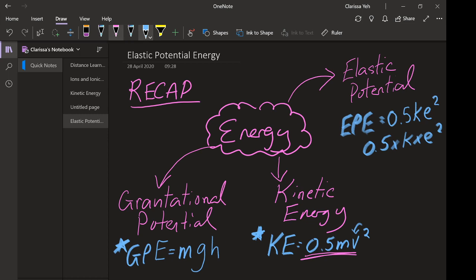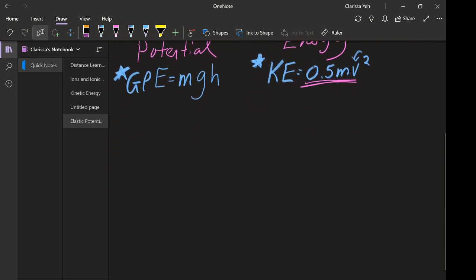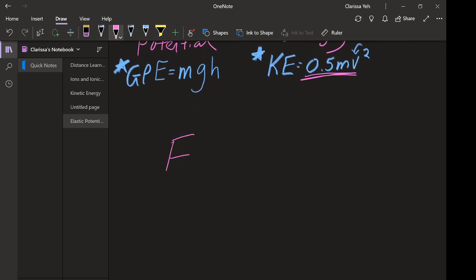Okay, now I'm going to explain all the different parts to this equation. So let's rewrite it again, nice and big down here.